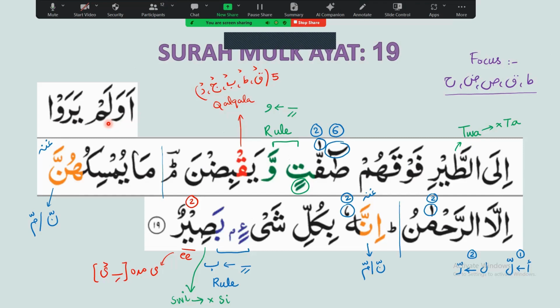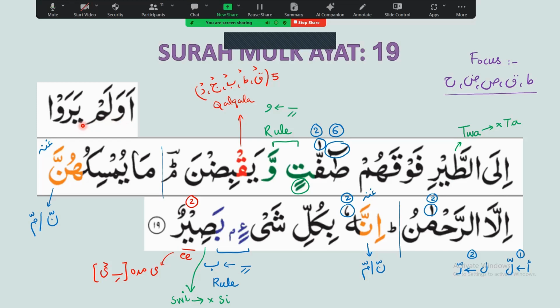Awalam. I'm joining the sound of lam letter with meem sakin here because of the sakin on meem, right? Lam. Awalam yarau. Yarau. Ya letter is articulated when the middle portion of our tongue is raised toward the palate, and we say ya. Ya.